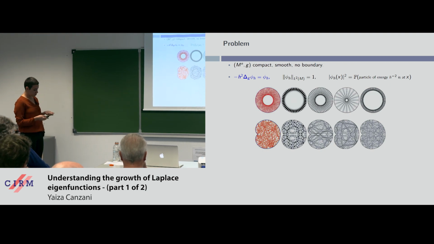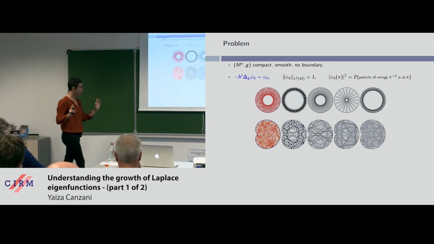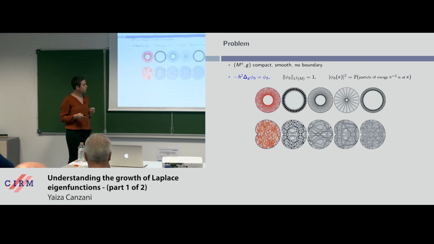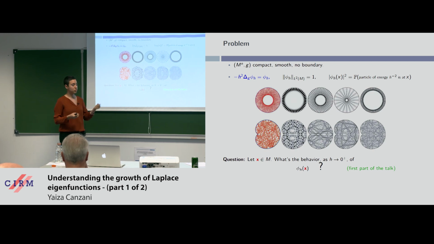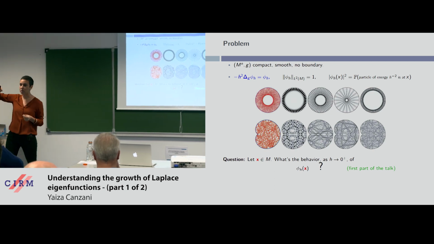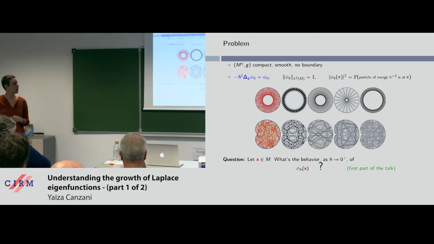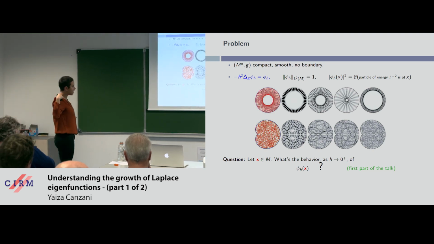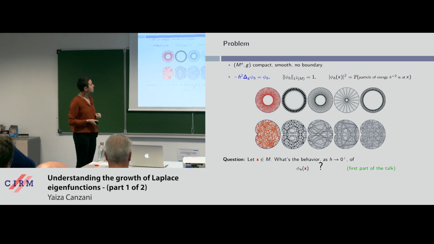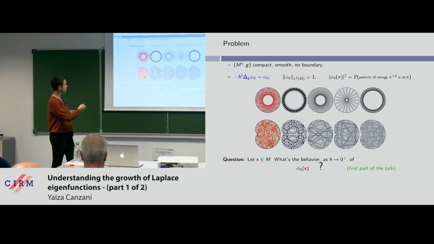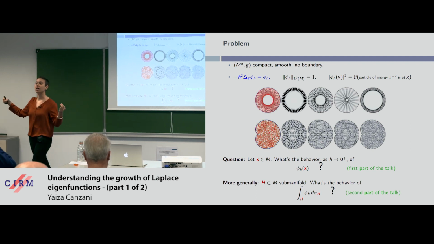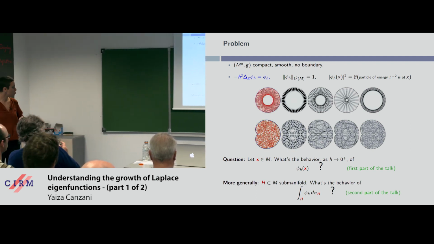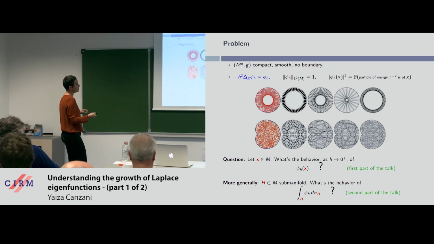So basically my talk is divided in two parts. In the first one, we are going to fix a point here on the manifold, and we are going to try to discuss what happens when you evaluate your eigenfunction at the point, and then you let h go to 0, so the eigenvalues are growing. And in the second part of the talk, we are going to do something slightly more refined. We are going to fix a submanifold, H, and then we're going to average the eigenfunction along this submanifold and try to understand what happens with these eigenfunction averages.